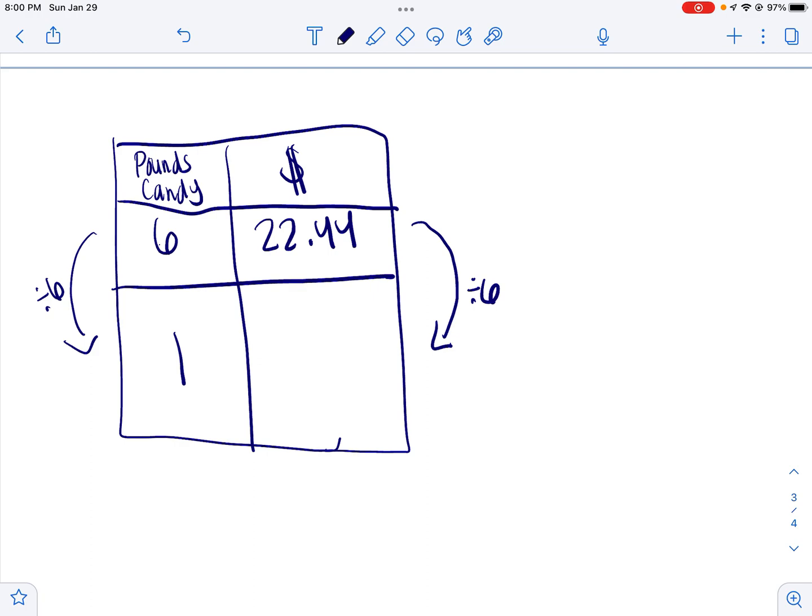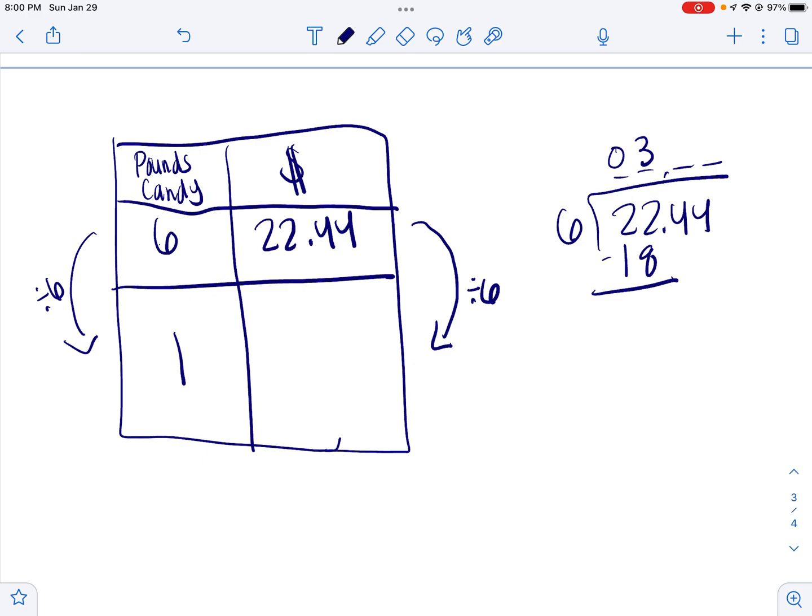So 22.44 is going to go in our division box. 6 is going to go on the outside. 6 can go into 2 0 times. 6 goes into 22 3 times. 18, subtract, 4, bring down the 4. 6 can go into 44 7 times. 42, subtract, 2, bring down the 4. 6 can go into 24 4 times.